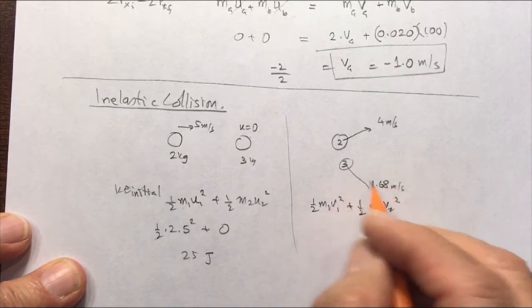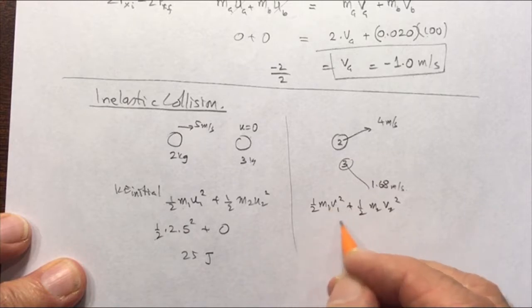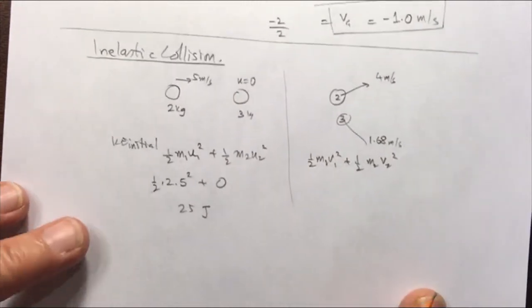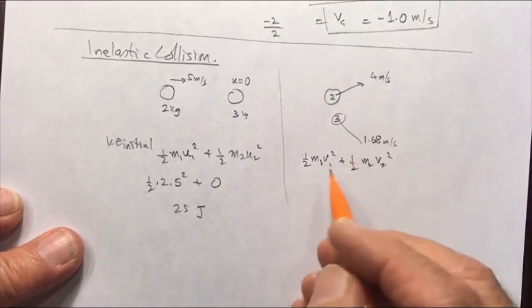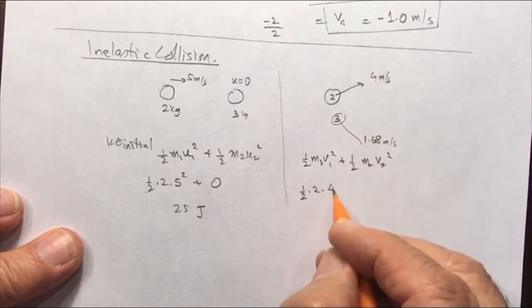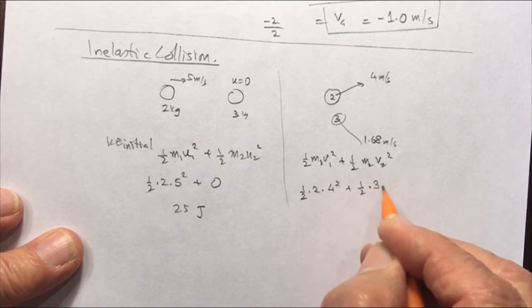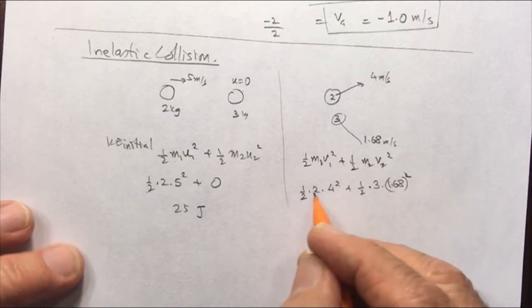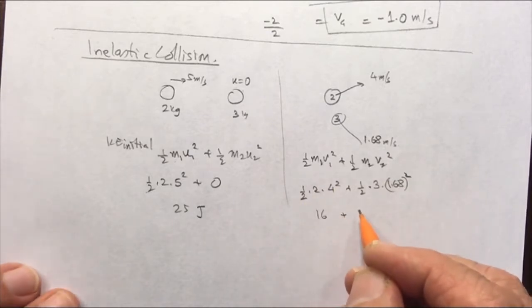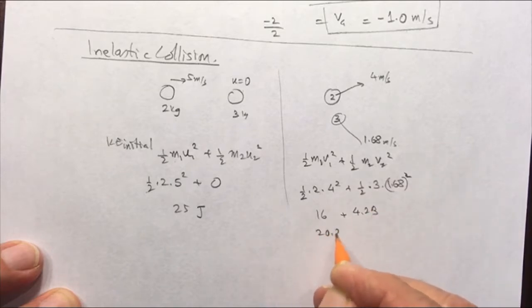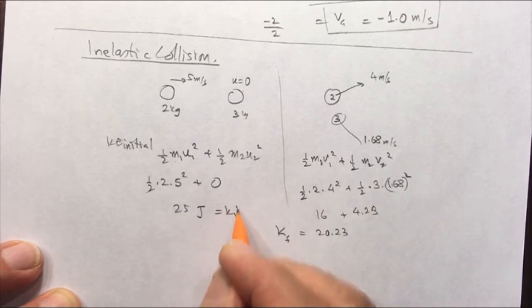On this side, it's going to be half m1 v1 square plus half m2 v2 square, and just remember we do not take the x and y components because kinetic energy is not a vector, it's a scalar, so we just need the velocities. So it's half m1 was 2 and this is 4 square, and half, this is 3, and that's 1.68 square. So this becomes 16, and this becomes 4.23, so that's 20.23. So this equals the final, and this is the initial.